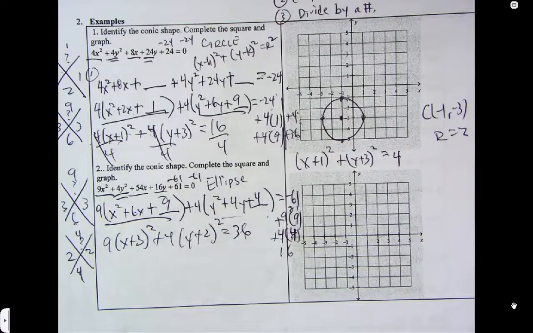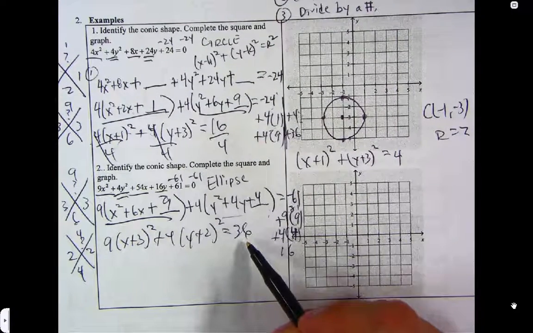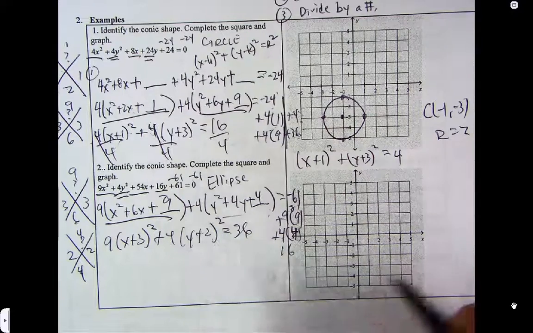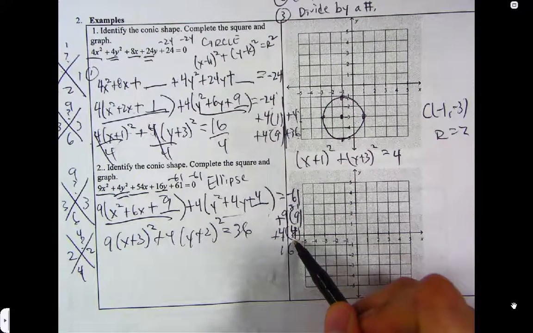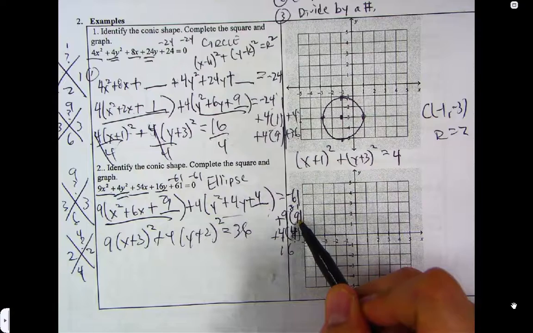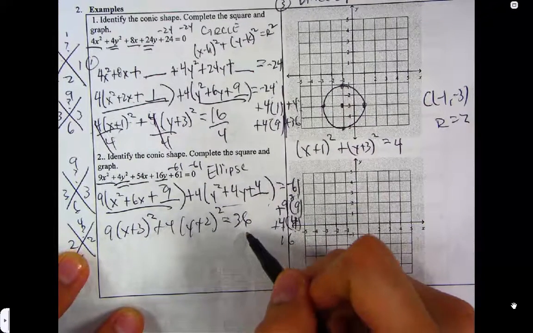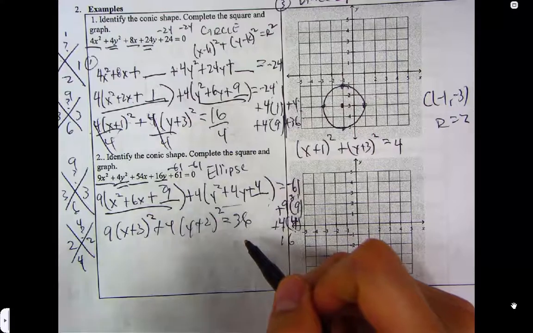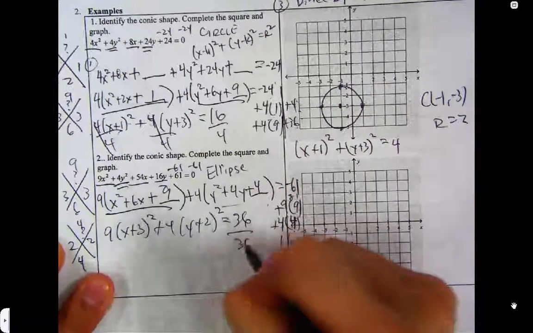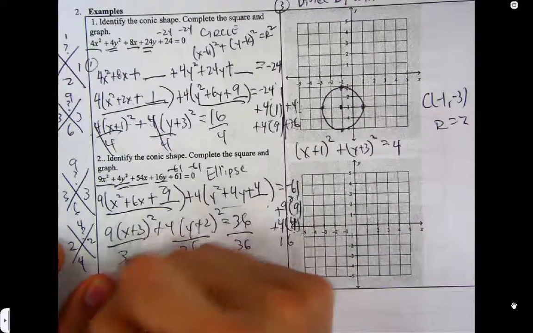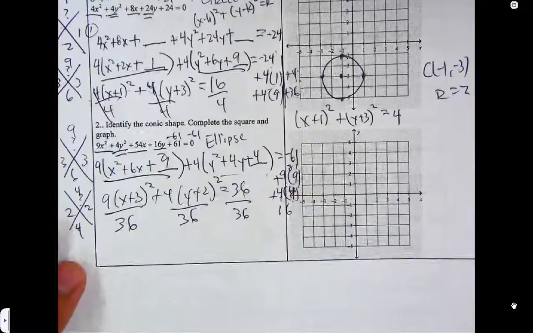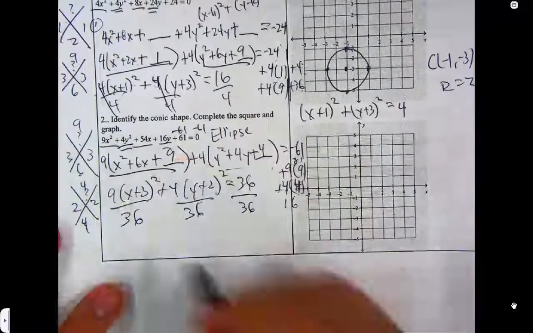Now you remember, ellipse, what does this have to equal? 1. 4 times 4 is 16. 9 times 9 is 81. Okay? So this has to equal 1. How do you get this equal to 1? You either subtract or divide. Divide. So divide by 36. And we're going to have our ellipse right now.